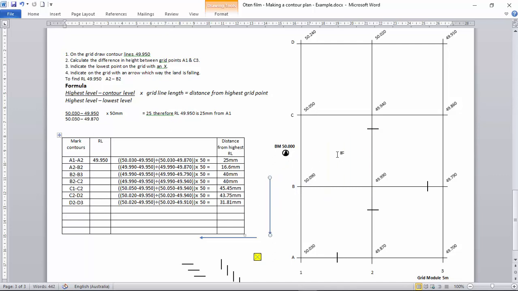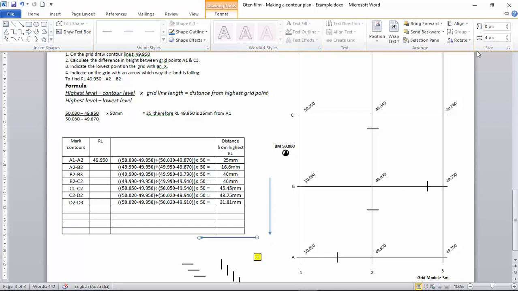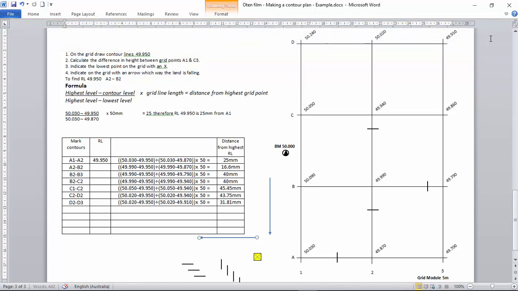Okay, the next one is C1 to C2, so that's a horizontal line. I click on that. It's 45.45, so I click there and I put in 4.45, enter, then I drag this over, comes from the highest RL, which is our 50.505. I left click on the appropriate tab, drag it up there, put it in position, done.